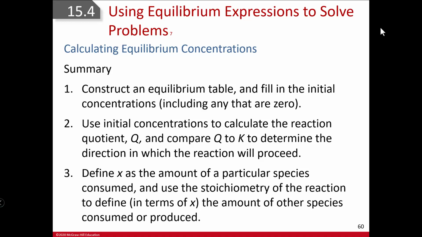Then define X as the amount of a particular species and use the stoichiometric coefficients in terms of X. That's why I find students, if you see a coefficient of 2, like the molecular iodine goes to 2 moles of monoatomic, or atomic, iodine, then there's a coefficient of 2 there, that's got to be 2x. So this step, step number 3, a lot of people don't look at that carefully enough.